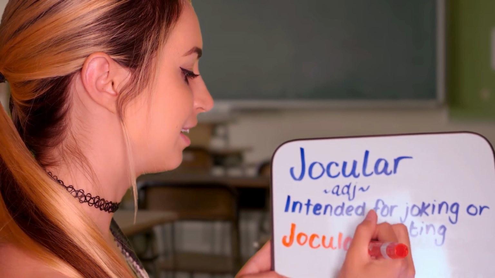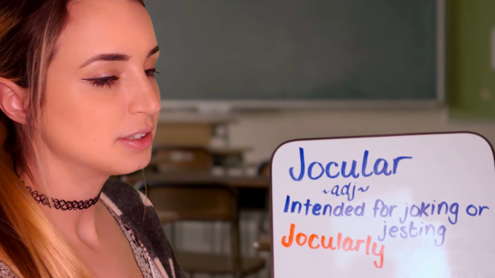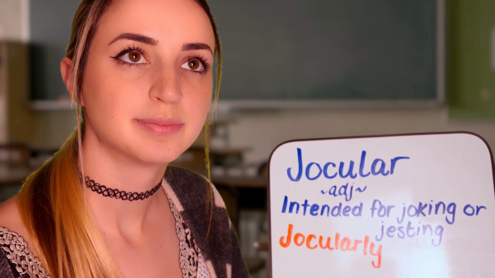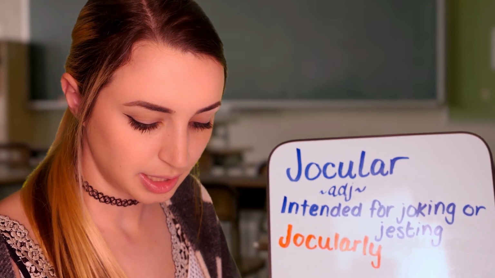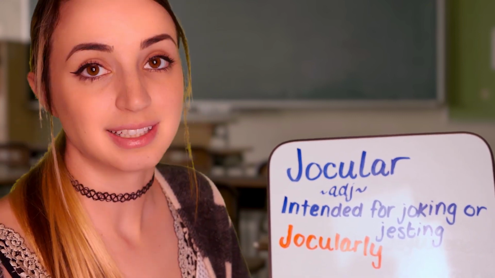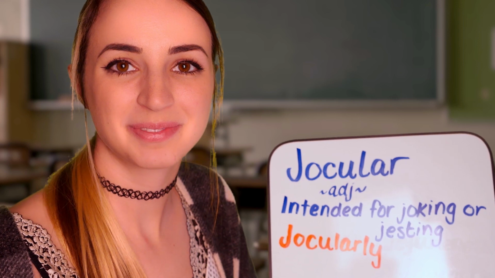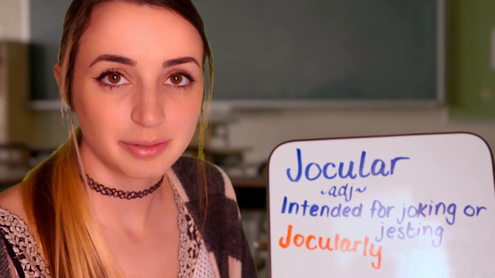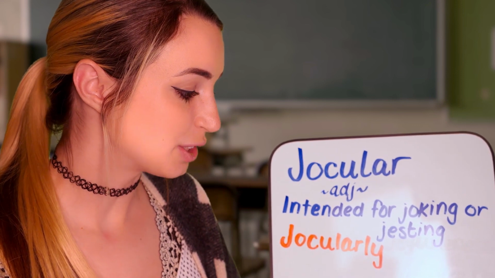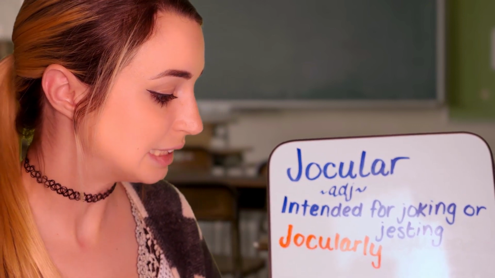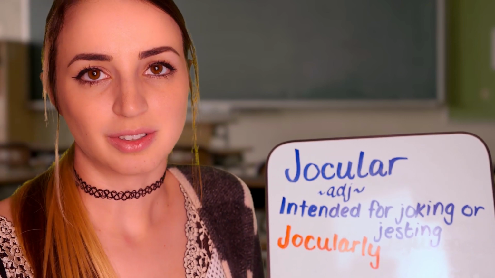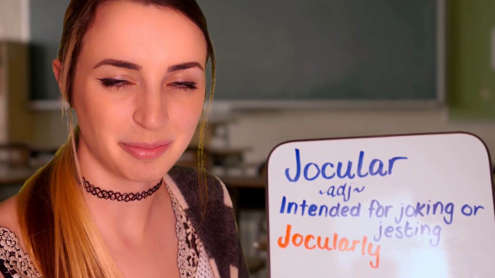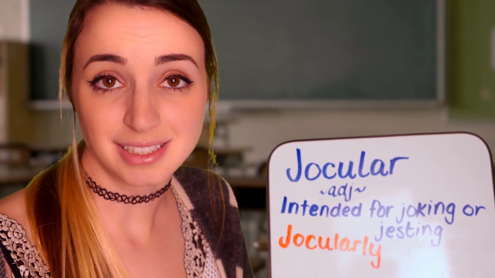jocularly. So it's a good addition to modify the word said. So you could say something jocularly. And so that means that you're not being serious, you're intending for it to be a joke. So that makes your sentence really easy. So you could say, "That's all you're good for," he said in a jocular manner. Or he said jocularly.